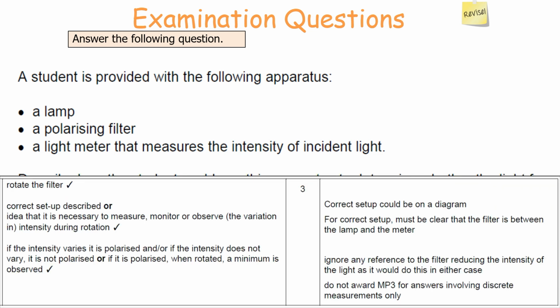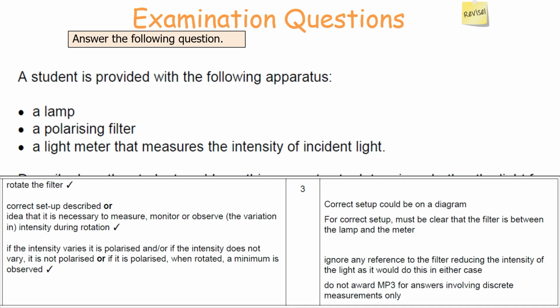Right, now the first thing to note very importantly is that to observe if polarization takes place, you've got to be rotating your filter. So what you would need to have is a lamp on one side, a filter in the middle, and then the light meter on the other side of the filter. So that's our setup, which we can observe and monitor intensity during rotation. So as we rotate our filter around, if polarization is present, the intensity will vary, but it would not vary if it was not polarized.